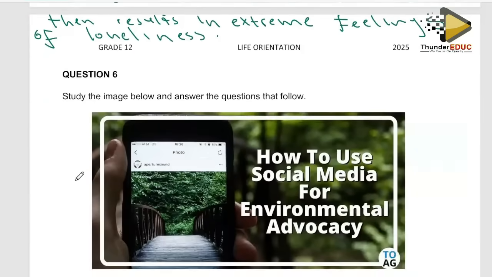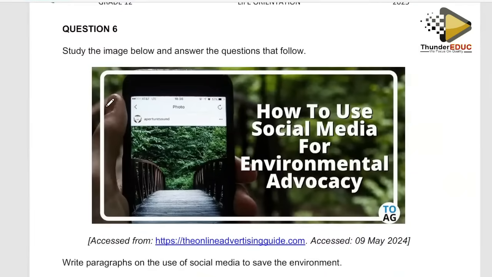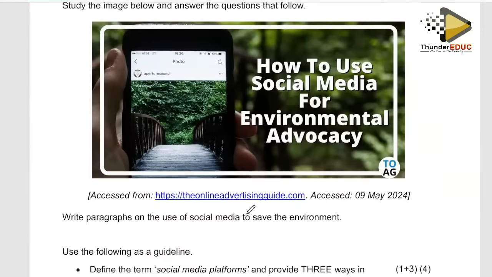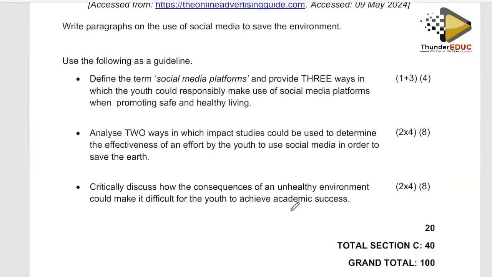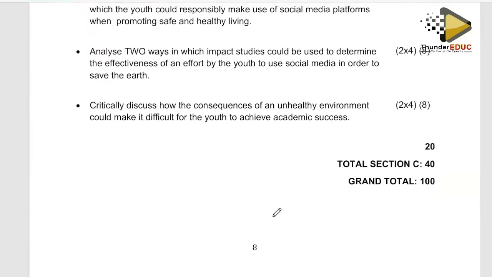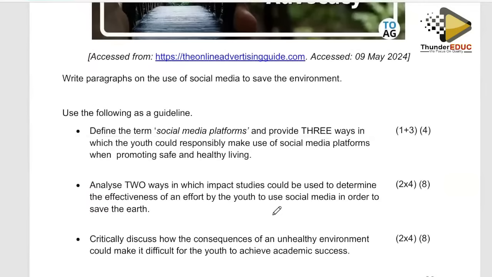Question 6 reads, study the image below and answer the questions that follow. How to use social media for environmental advocacy. Write paragraphs on how to use social media to save the environment. So the first thing which we are required to do is to provide a definition of the term social media.